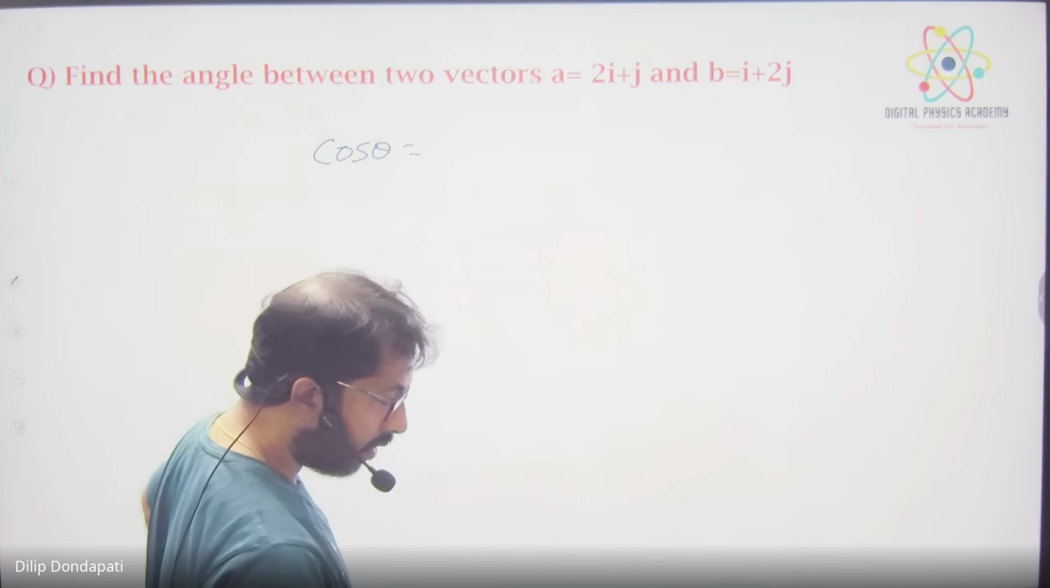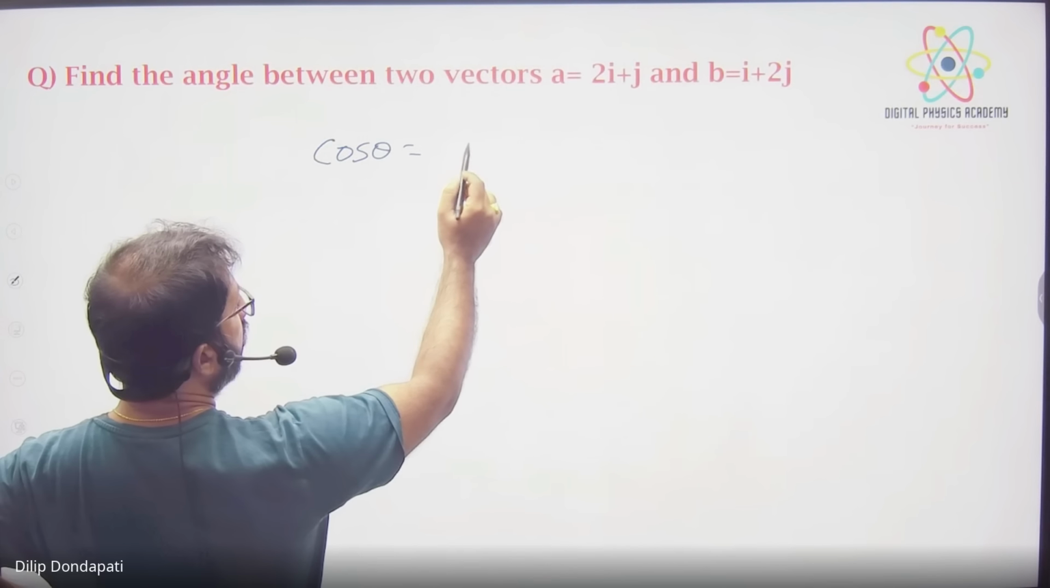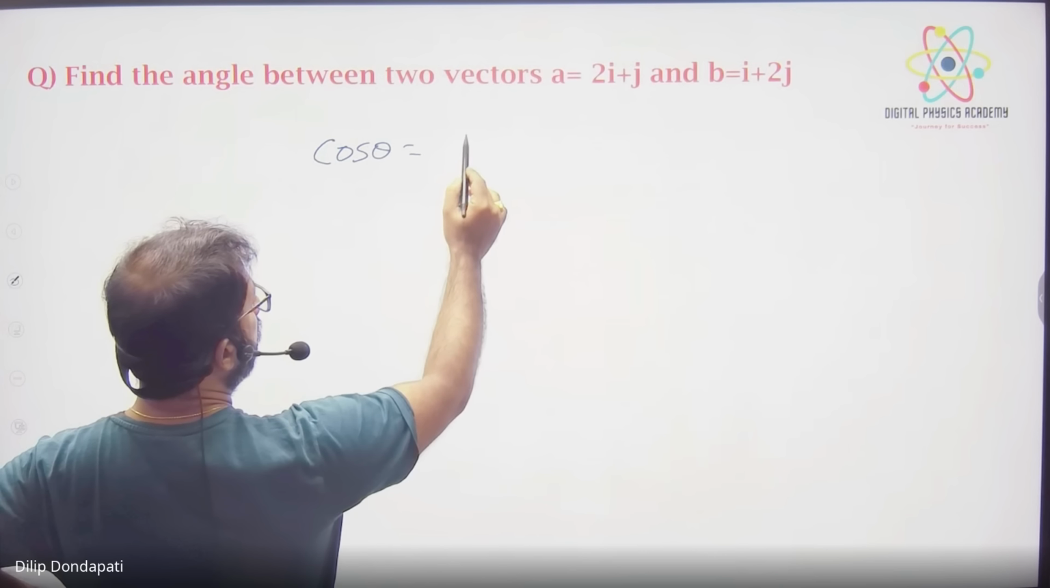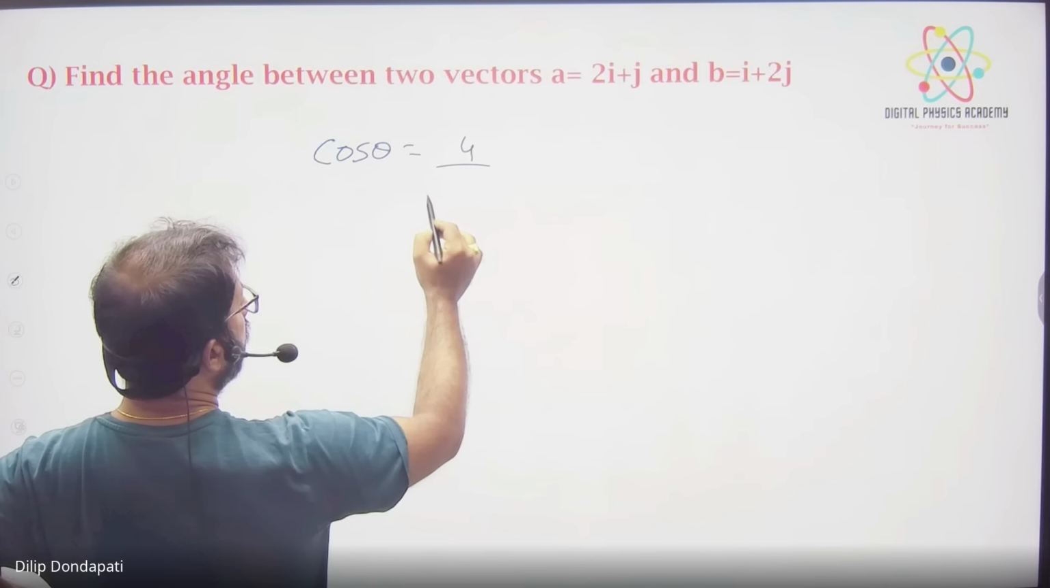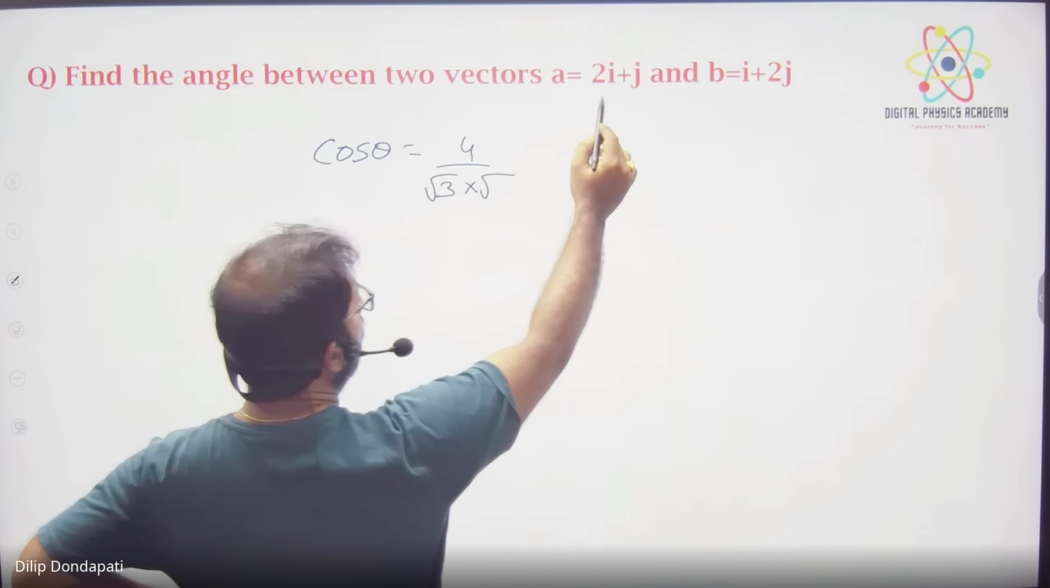What did you get on top? A dot B. Plus 2. On top, 2 plus 1 plus 2, how much? 4. By under root? Root 3 into root 3. Root 5. 3. Here, how much?